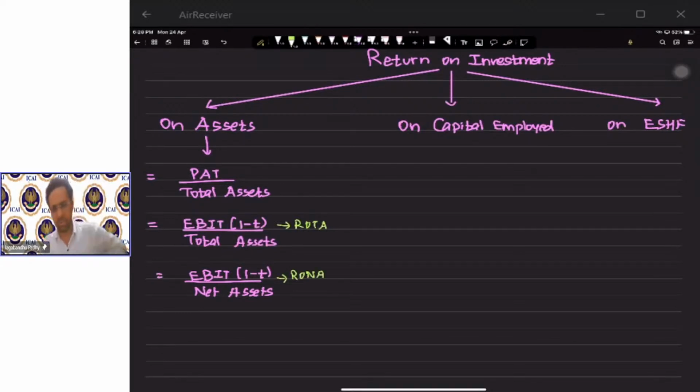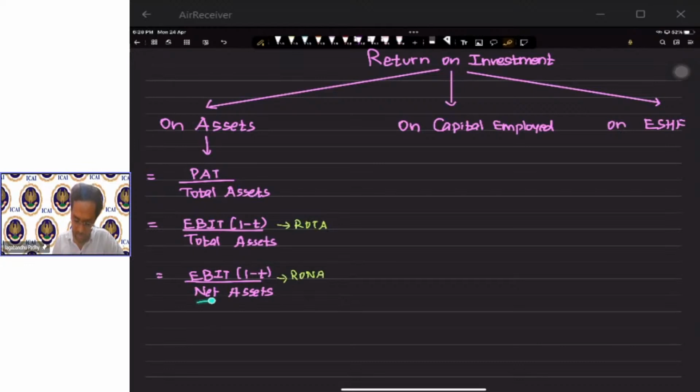Now the question is definitely going to specify which ratio they are talking of, whether return on total assets or net assets, or you have to take PAT as a figure, that will be specified. But ideally, if you ask me personally, which is the more correct one, technically it's this last ratio, which is return on net assets.